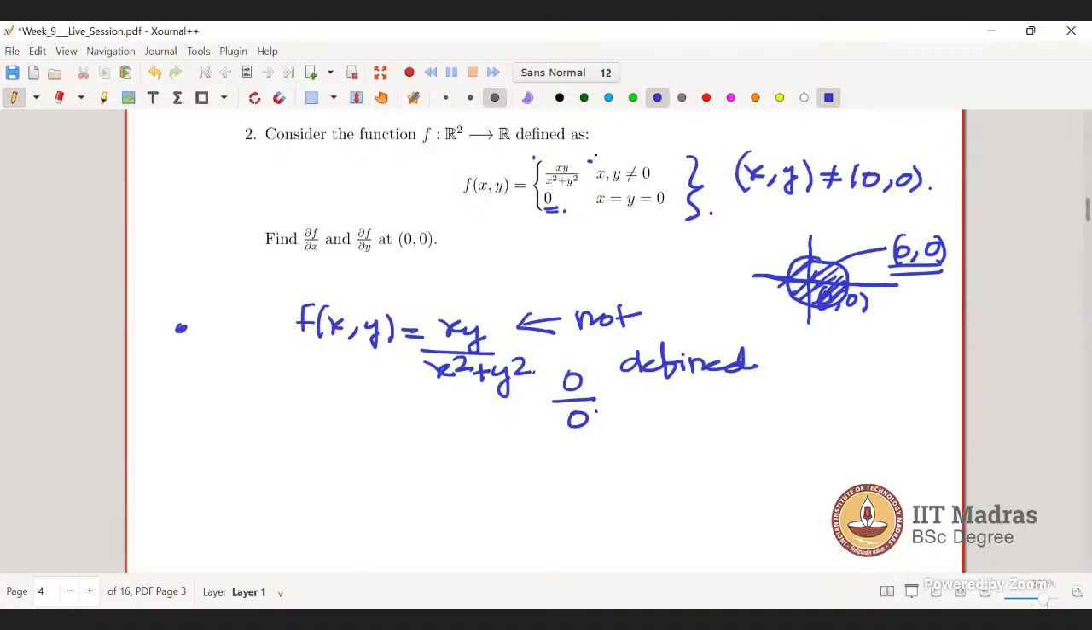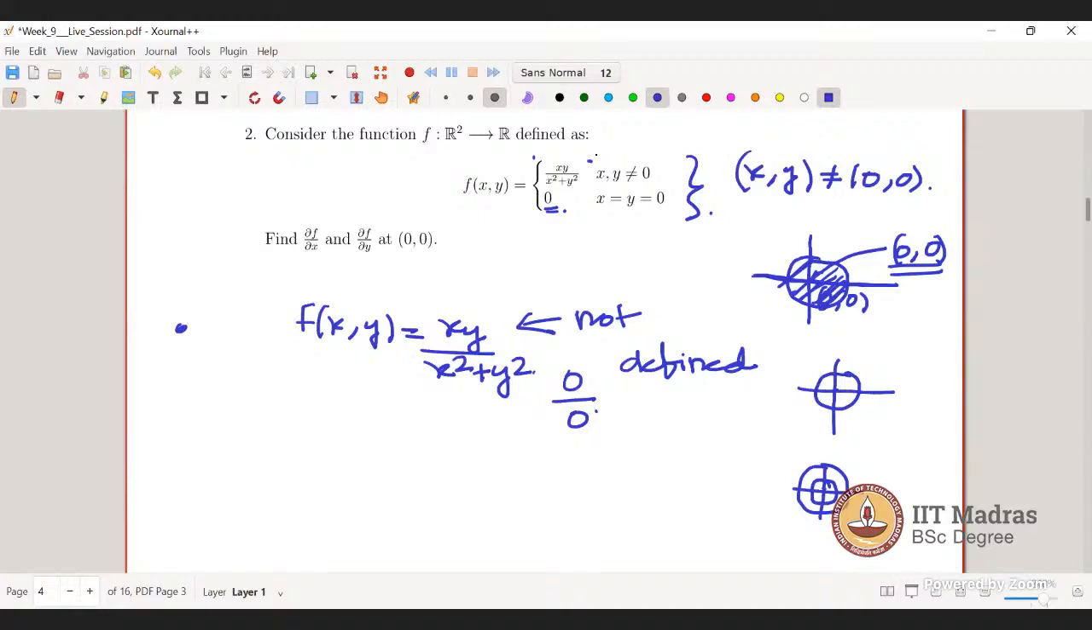Otherwise you can't. Sorry sir for disturbing you, but what is an open ball? Actually, it's basically a circle. You can think of it as a circle containing that point. You can take a small circle; this is an open ball containing 0, 0. This is also an open ball containing 0, 0. This should hold for at least one open ball. It doesn't matter whether that ball is big or small, but it should hold for at least one open ball.